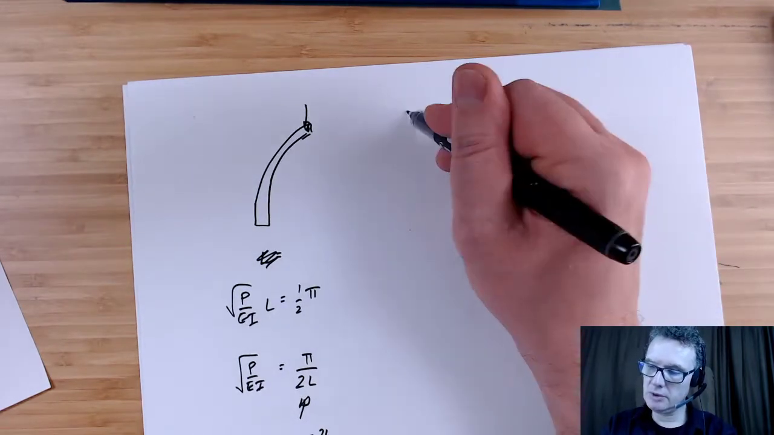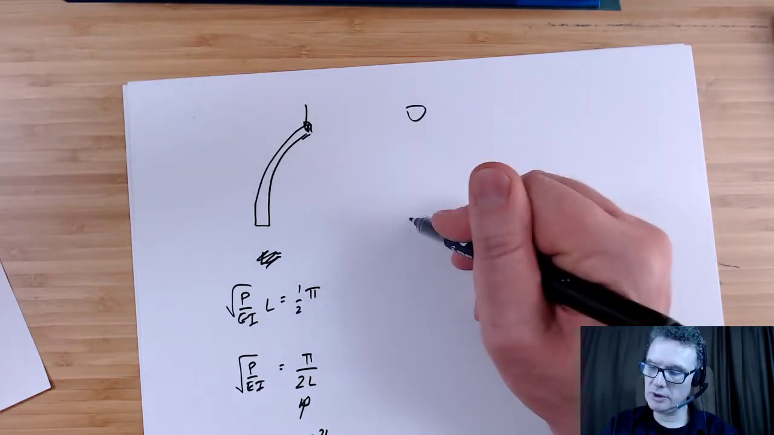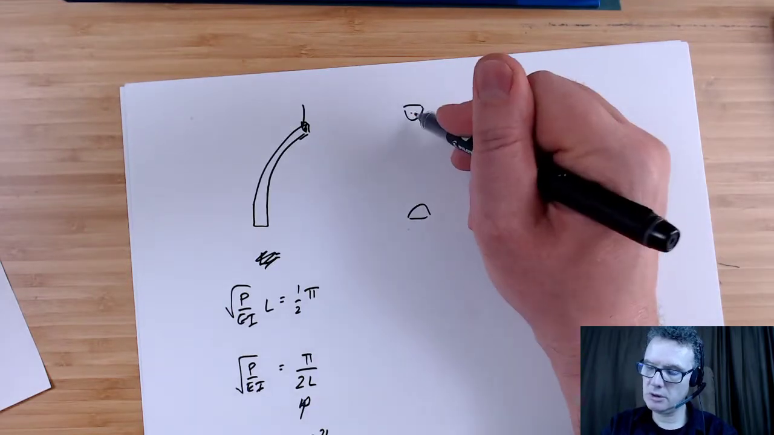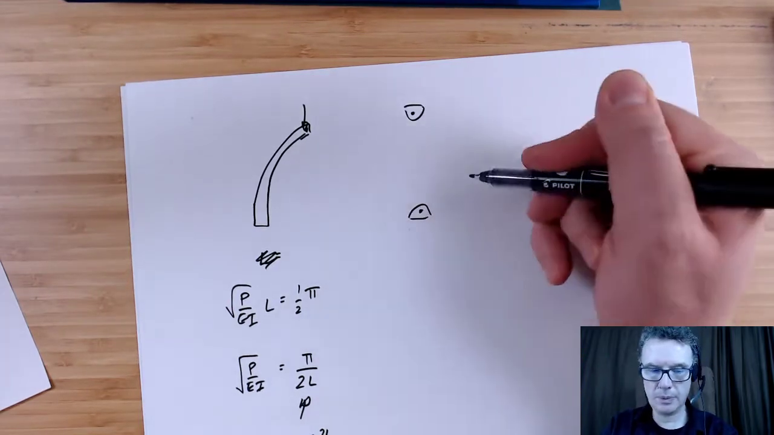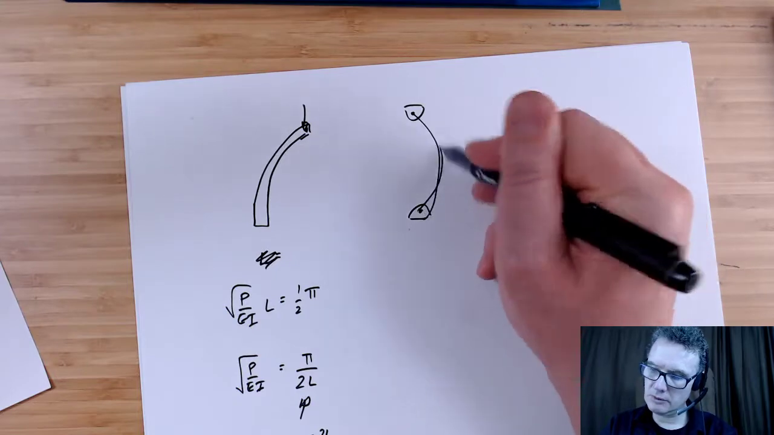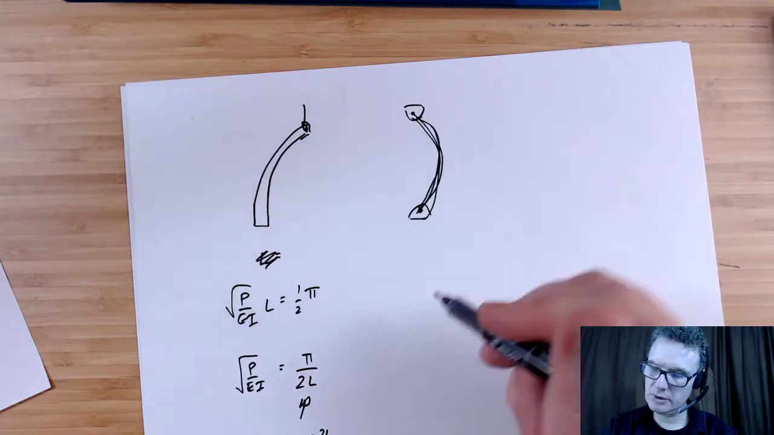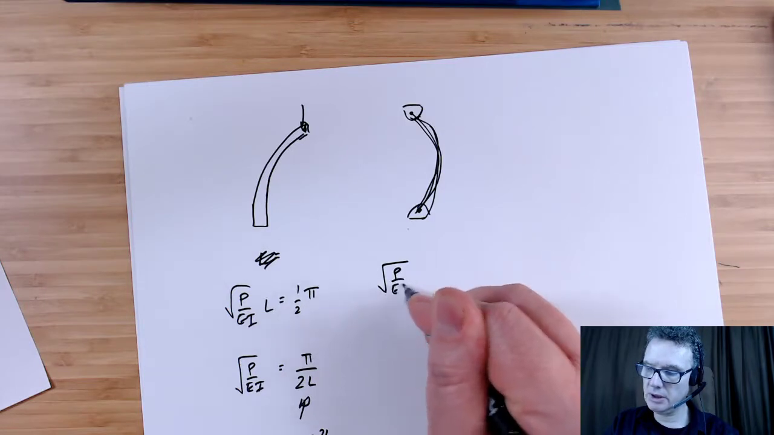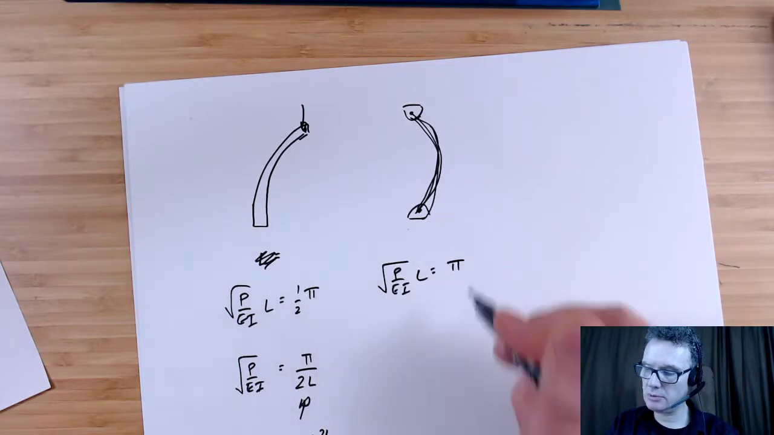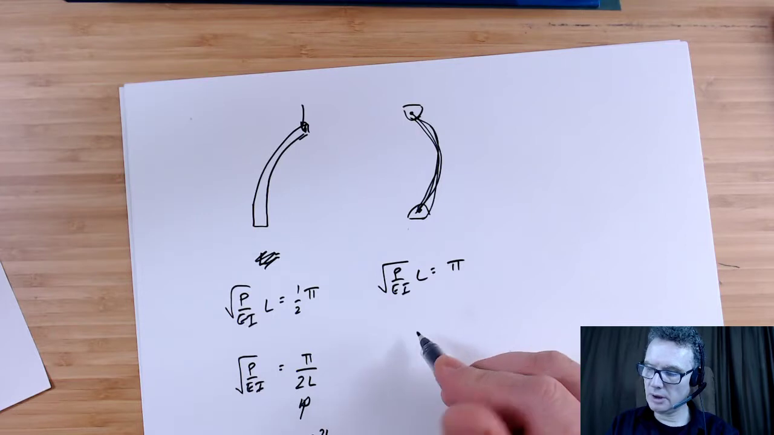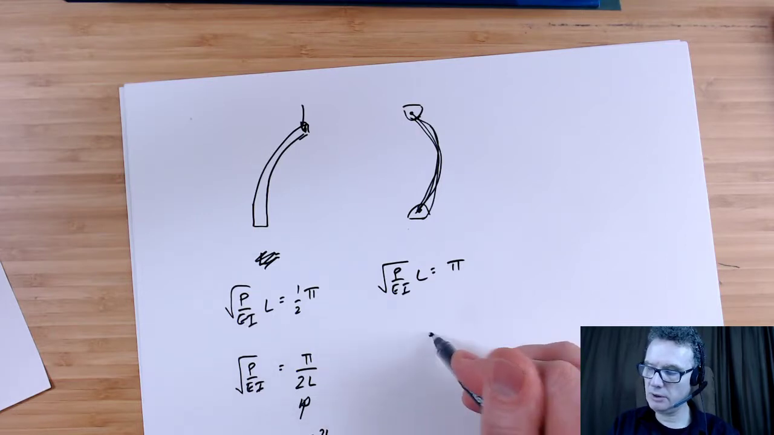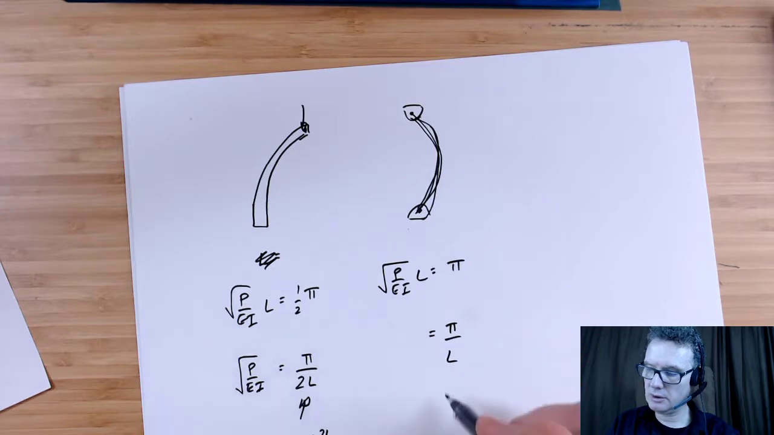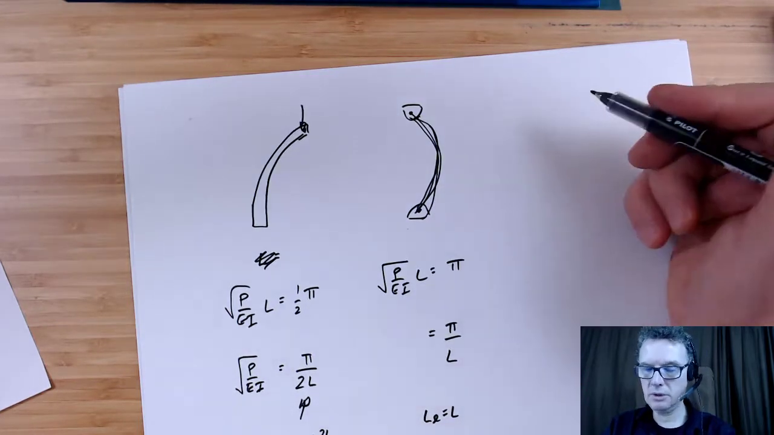Next case is where you've got two kind of hinges being pushed in, and it just kind of buckles like this. And so we've seen the solution for that. That's root P over EI times L equals pi. And so that's going to therefore give me that the effective length is L.